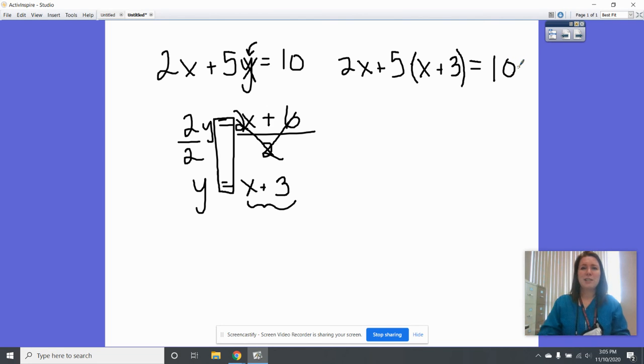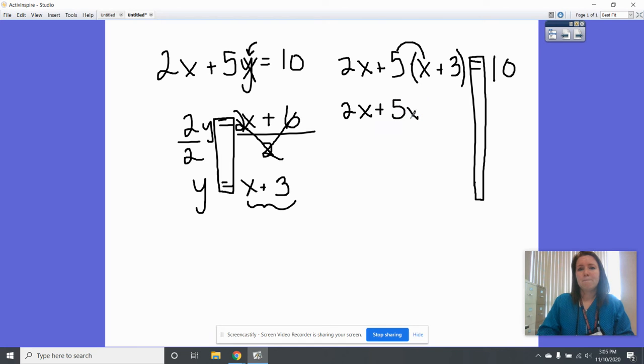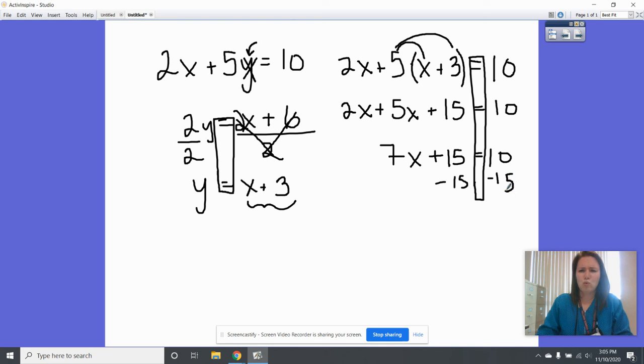Well, now this is just a multi-step equation we can solve. Draw my wall. 2x, I'm not going to do anything with that yet. Plus, I'm going to distribute 5x plus 15 equals 10. Now I can combine some like terms. 2x plus 5x is 7x plus 15 equals 10. Now it's just a two-step equation. Subtract 15 on both sides. These are gone, and now I have 7x equals negative 5.